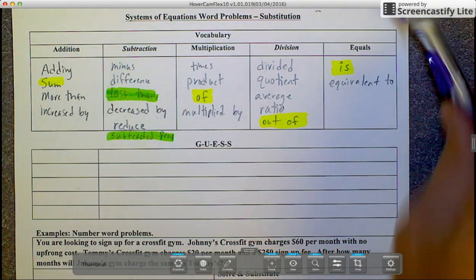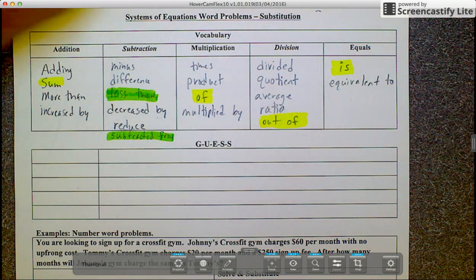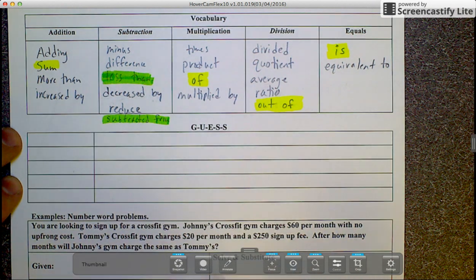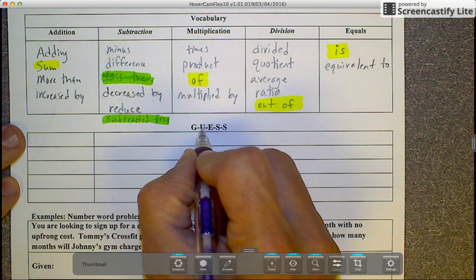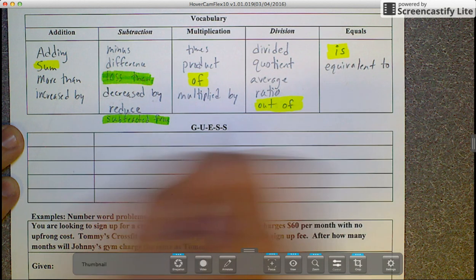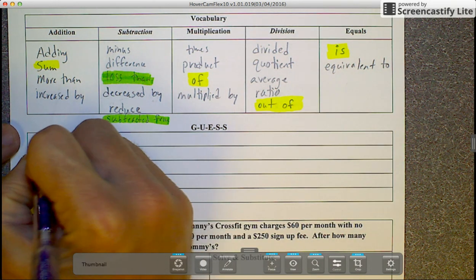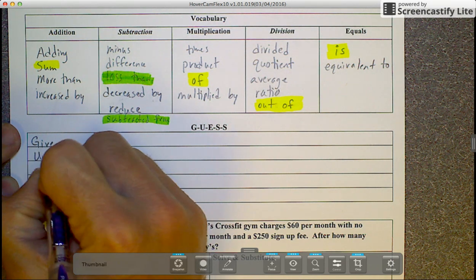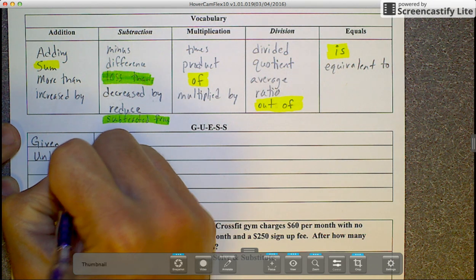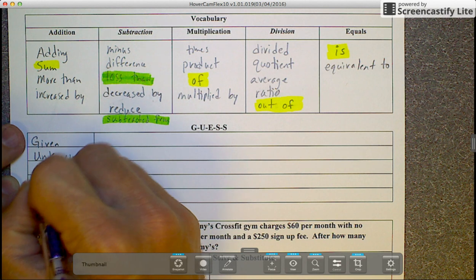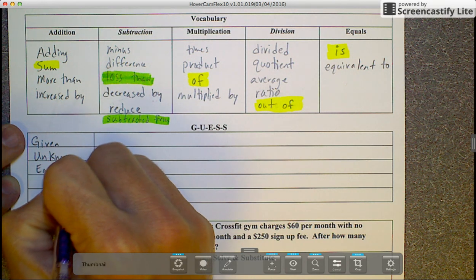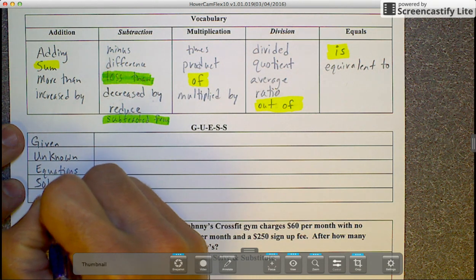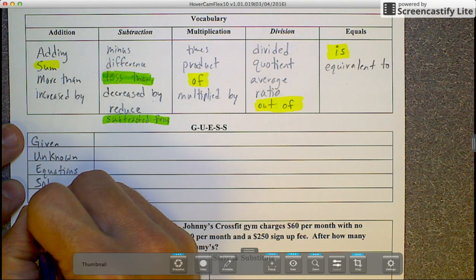So the quick acronym when you're trying to solve word problems is called GUESS. Each one of these letters, the G, U, E, S, S, all stand for a word. So the G is given. The U is unknown. The E is your equations. The S means to solve. And the other S is substitute.